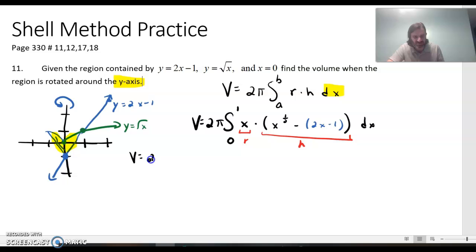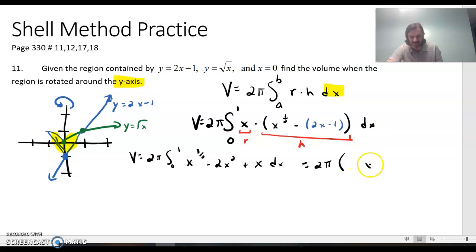So volume equals 2 pi from 0 to 1. I'll distribute this x through, so it'll be x to the 3/2, and then through the next place it'll be minus 2x squared, and it'll be plus x dx. Now we got to integrate. So this integral will be 2 pi, and what do we have? We'll have x to the 5/2, so that'll be times 2/5, minus 2/3 x cubed plus 1/2 x squared. And that'll be from 0 to 1.